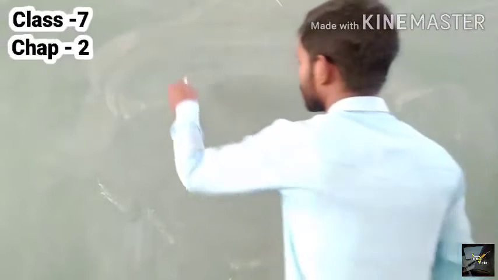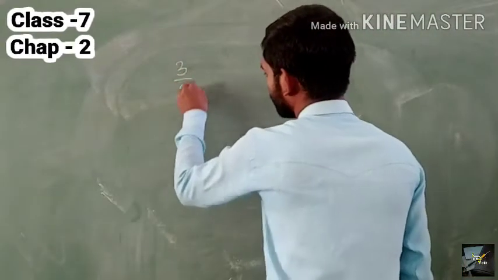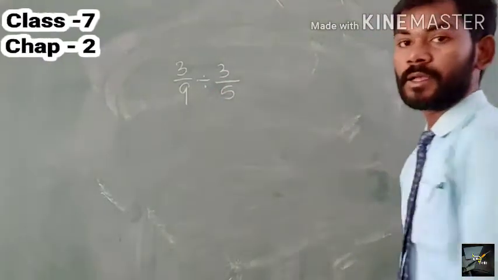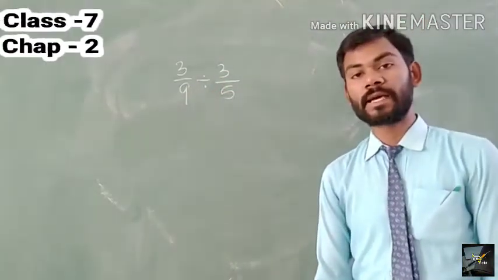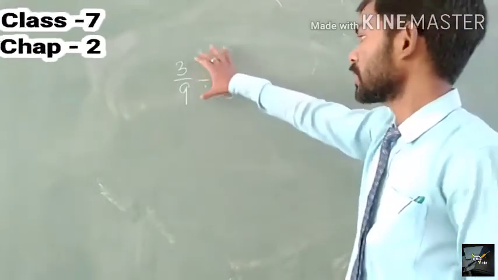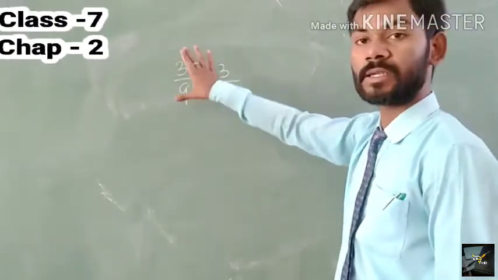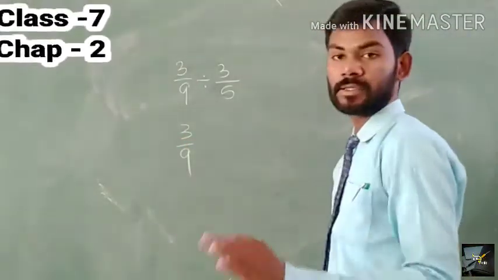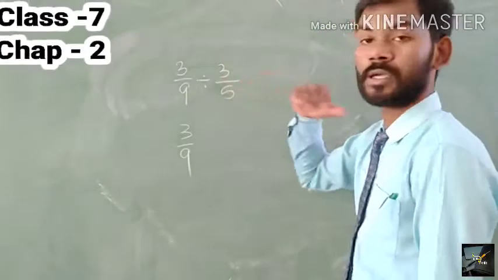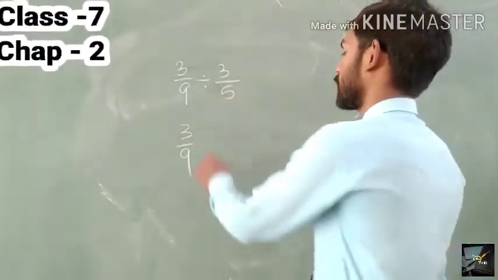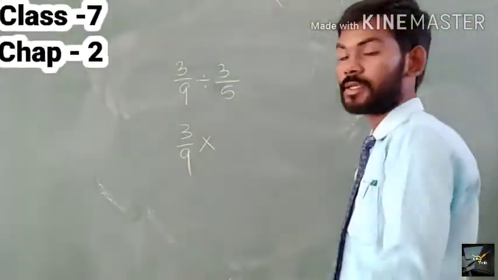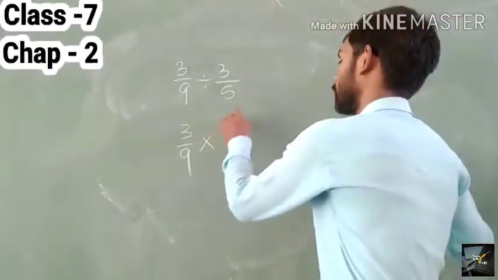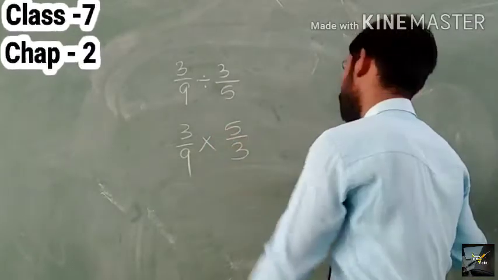The first question is 3 upon 9, which is divided by 3 upon 5. In order to divide the fractions, as I told you, first we write the first fraction as it is. So here we write 3 upon 9 as it is. And we write the reverse operation of division, that is multiplication, and we also write the reciprocal of the other fraction. So here we get 5 upon 3.